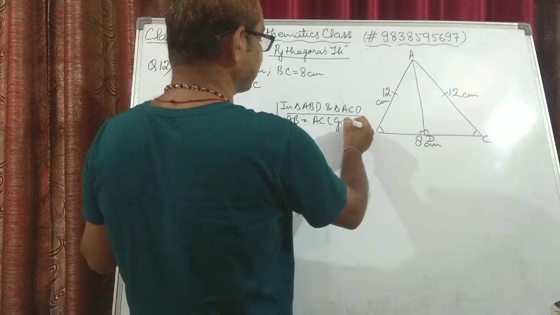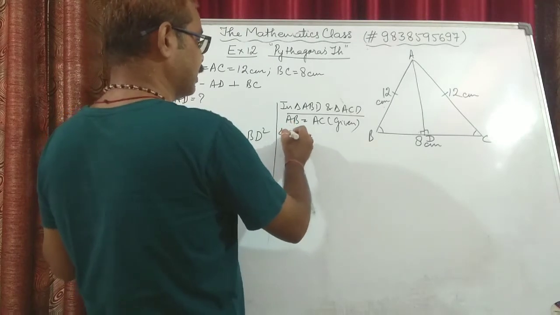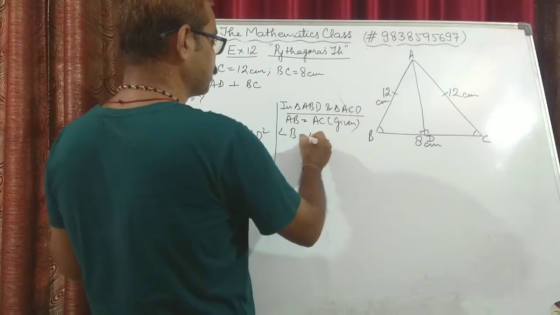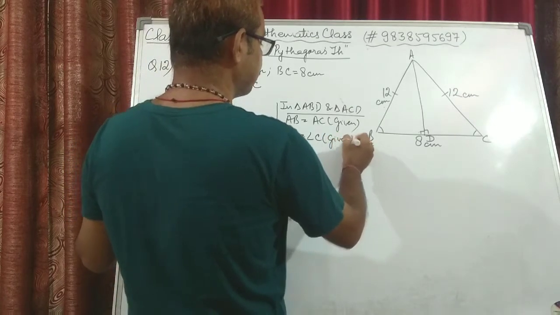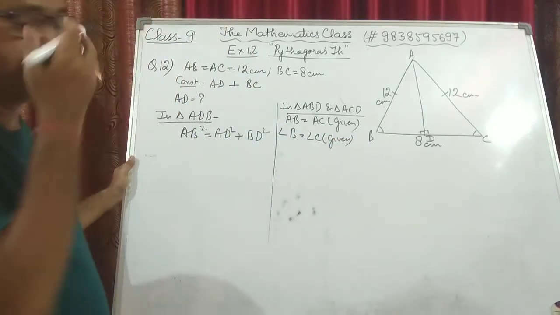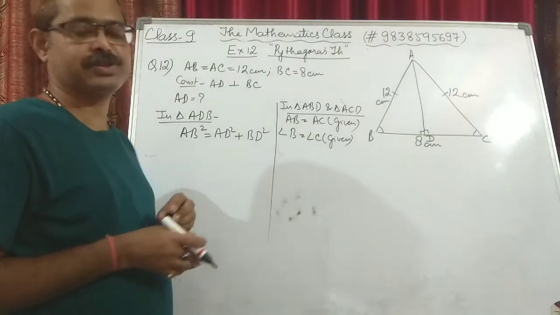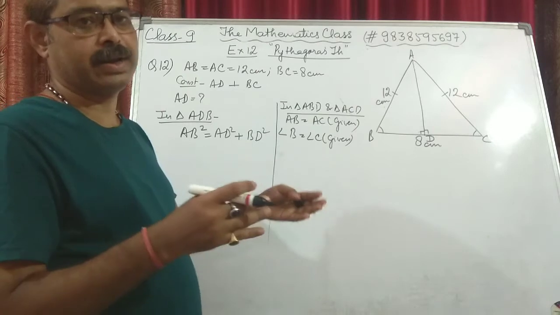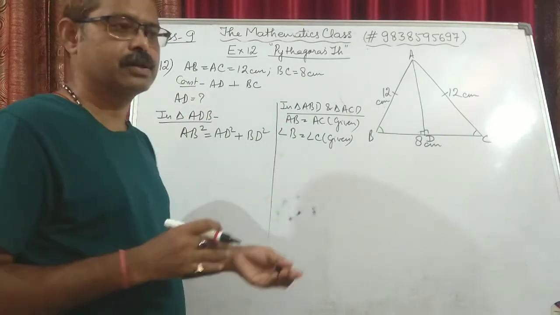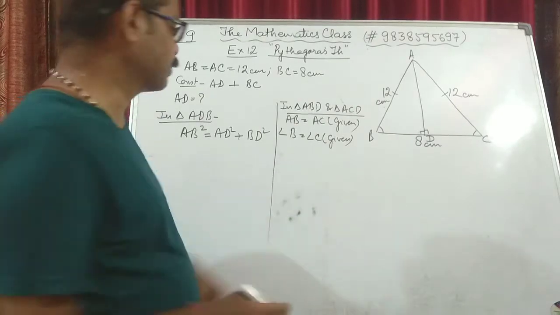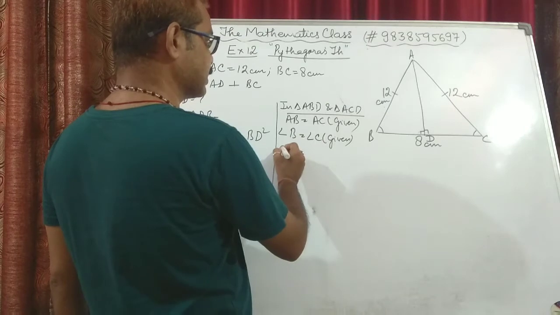This is already given: 12 centimeters, both of them are equal. Second, we can say angle B is equal to angle C, given. Why can we say it is given? Because they say that ABC is an isosceles triangle, and in an isosceles triangle the sides are equal, and we know that the angles opposite to the equal sides are equal, so angle B and angle C will be equal.